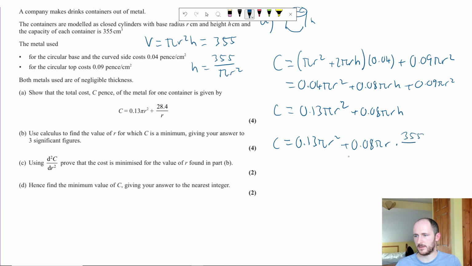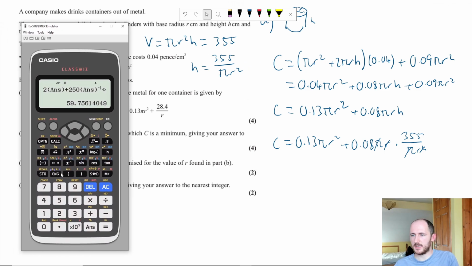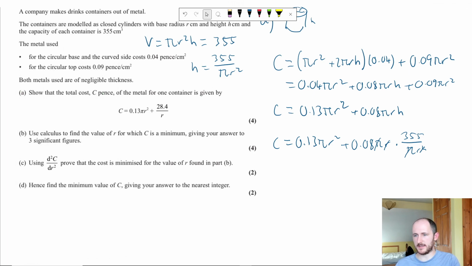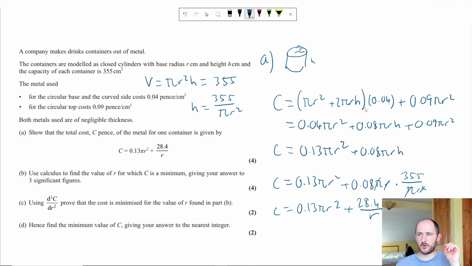355 over pi r squared. So we can cancel the pi's, one of the r's. 355 over 0.08. Sorry, times 0.08, that's the difference. It's probably going to be 28.4, but why risk it, you know? Why not just do it? So 0.08 times 355 gives me 28.4 as expected. Plus 28.4 over r. Job done.